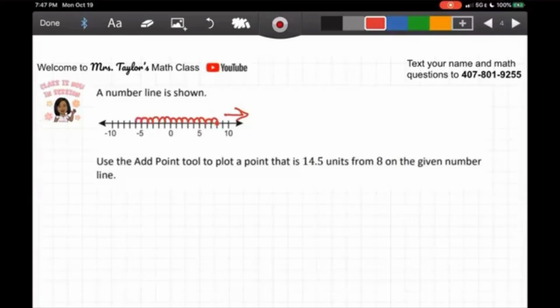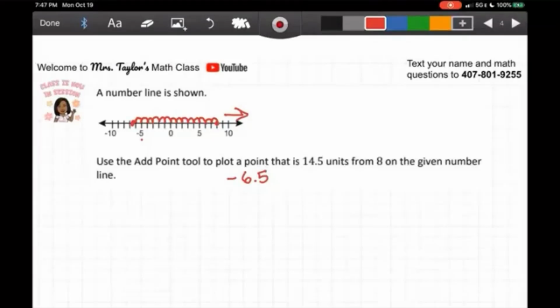Okay? Now where is that located? So according to this is -5, this is -6, so it's -6 and a half. So it should be -6.5. It's going to be the location that is 14 and a half units away from the number 8 on the number line. Okay?